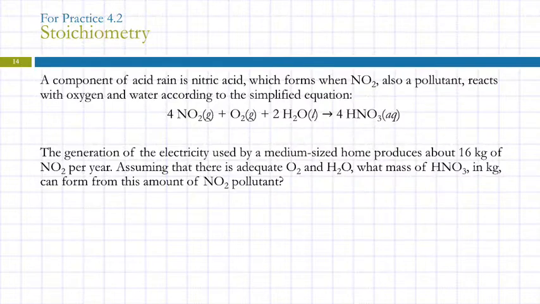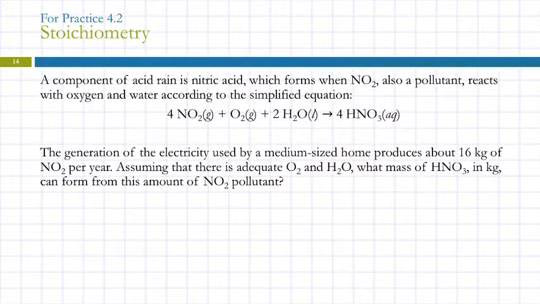Another one. A component of acid rain is nitric acid, which forms when NO2, which is also a pollutant, reacts with oxygen and water according to this simplified equation. The generation of the electricity used by a medium-sized home produces about 16 kilograms of NO2 per year. Assuming there's adequate oxygen and water, which, in the atmosphere there's probably plenty of that, what mass of nitric acid in kilograms can form from this amount of NO2 pollutant?